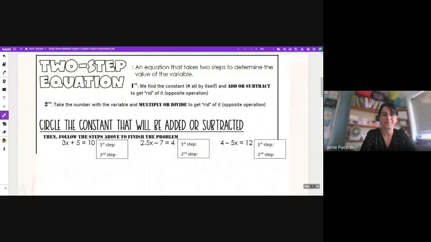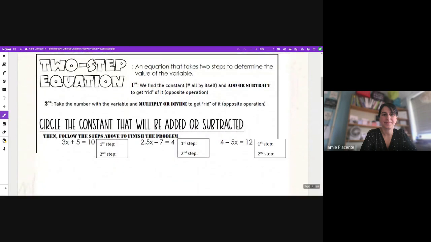Okay, today we're talking about two-step equations. It's the same thing we were doing, except now we have two steps to do. We're going to add or subtract first. Now you can see where it says that. First, we find the constant, and we add or subtract. So this right here is what we do first. We get rid of the adding or subtracting, the number all by itself. So we look here. 3x plus 5. This is all by itself. That's the constant. So we need to get rid of a plus 5. How do we get rid of a plus 5? We're going to minus 5.